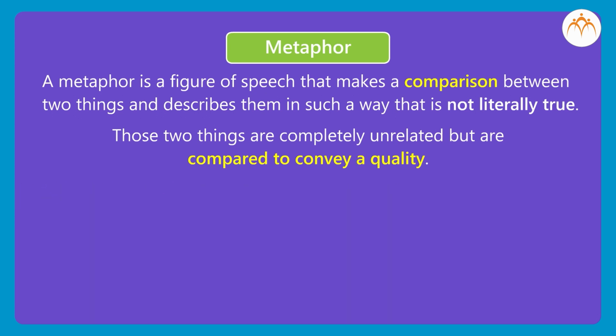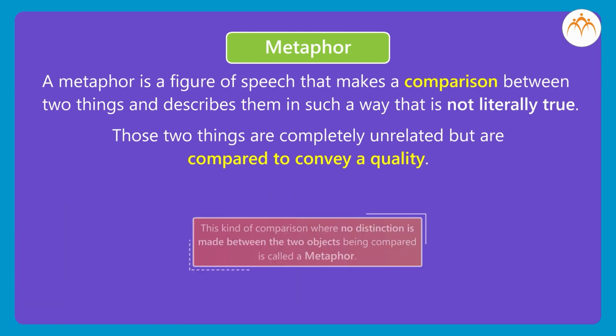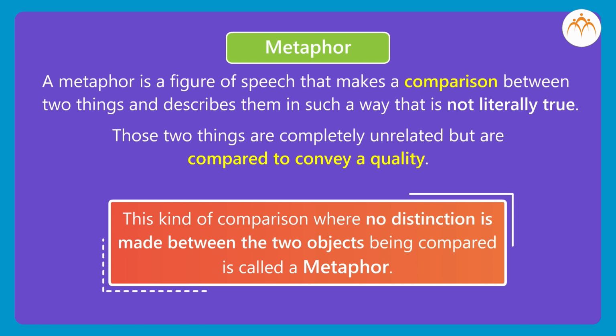Sometimes to describe a person's wickedness, we say he is a devil. Now we just mean to say that the person is as wicked as a devil. But instead of saying he is like a devil, we say he is a devil. Here we compare the person with the devil more directly and say it as if there is no difference between them, as if they both are the same. This kind of comparison, where no distinction is made between the two objects being compared, is called metaphor.